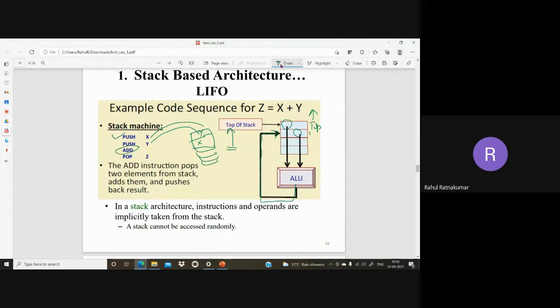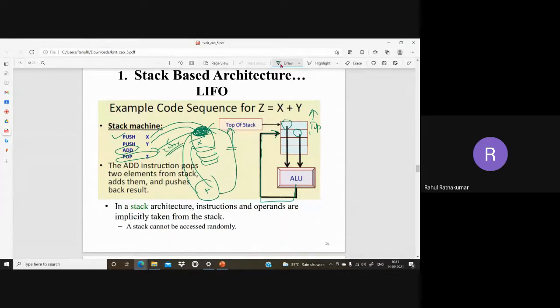Now add means the top two things from the stack are taken to the adder unit, and the result is also going to the top of the stack. X plus Y is placed on the top of the stack. Now it is pop. Pushing means inserting into the stack. Popping means taking out of the stack. So the result, Z equal to X plus Y, is ejected to the output unit.